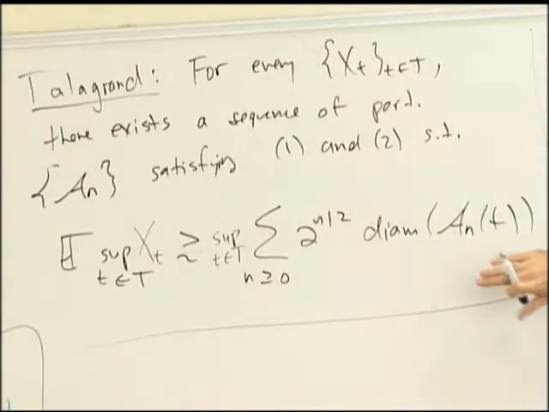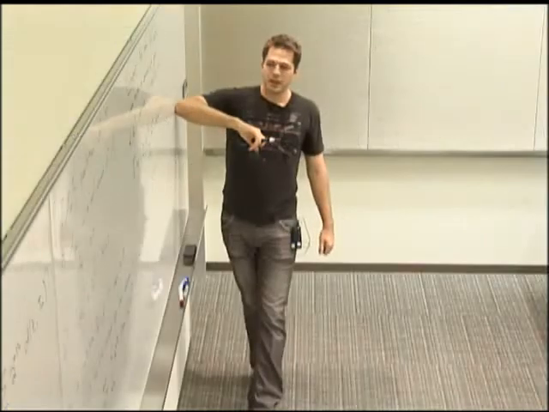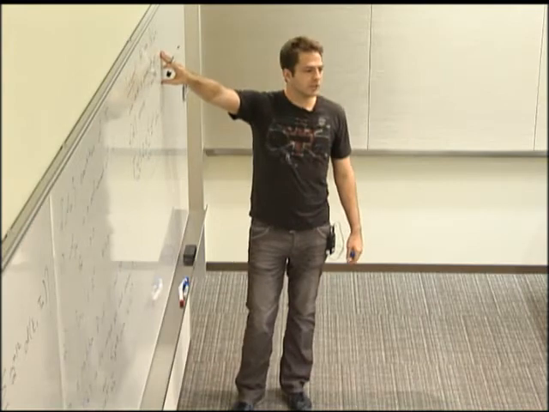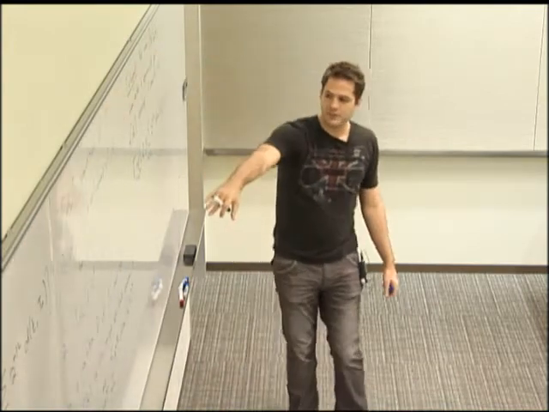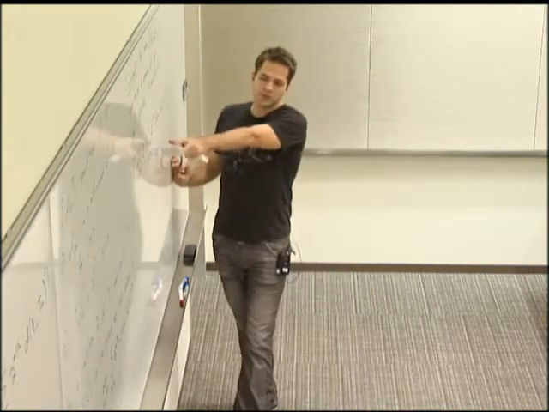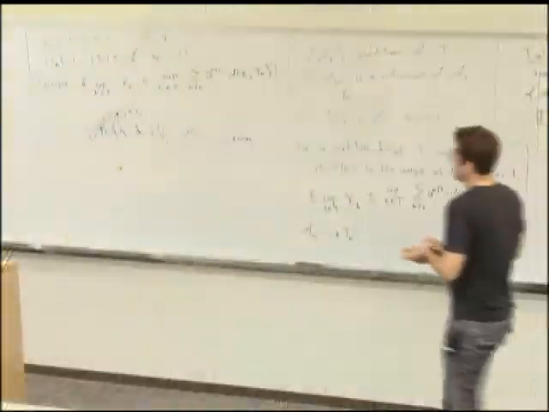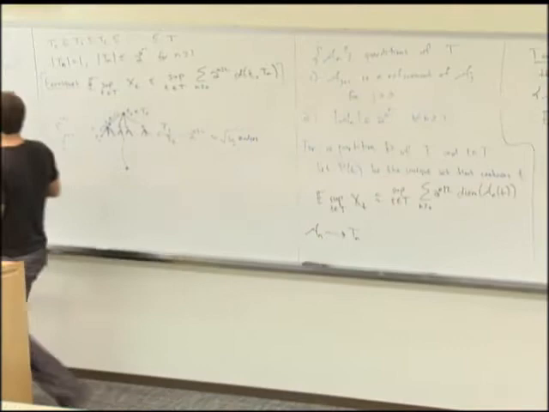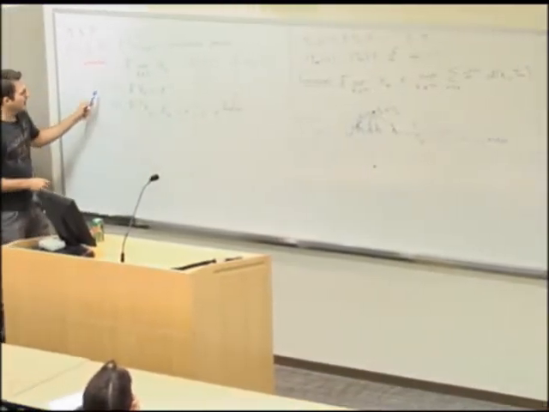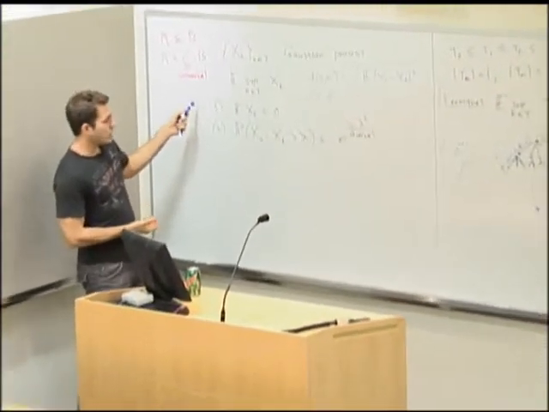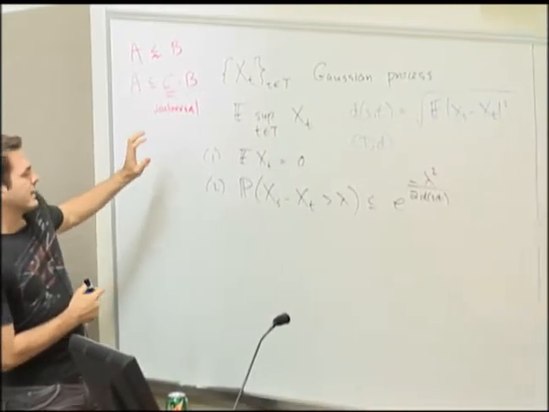Okay, so now I want to focus on this. Basically, how can we construct really good partitions of this space? Every partition gives us an upper bound. Now I want to construct one that matches this upper bound. And to do that, we're going to have to use more than just these two properties of Gaussian processes. So we'll go through the properties now and we'll prove them.